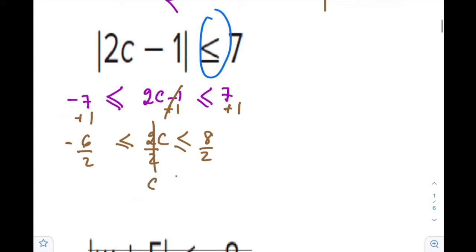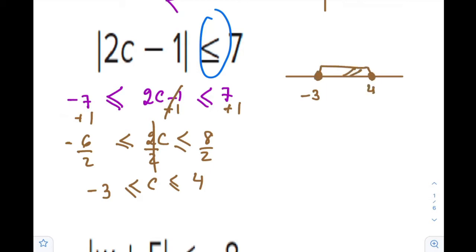If you feel that you cannot do it, use two inequalities. This is negative 3 and this is 4. So this is the solution. And if you want to represent it on a number line, closed circles, and this is the solution. So it's c, such that c is between negative 3 and 4 inclusive. This is the solution in solution set form.